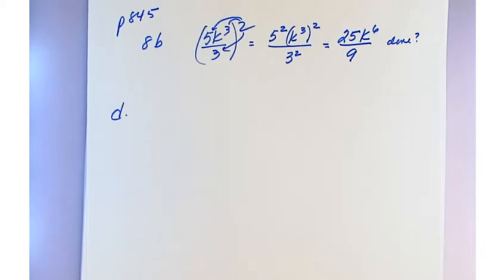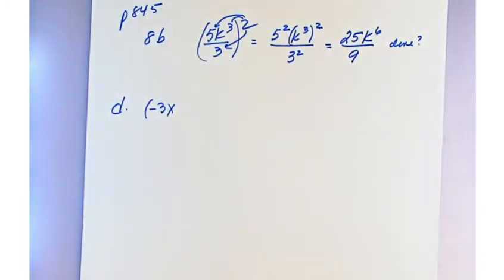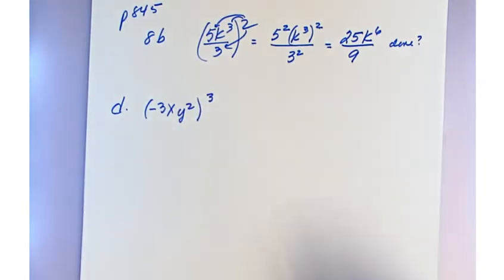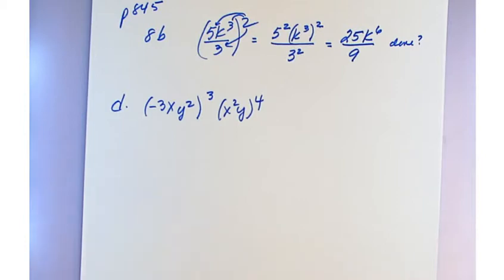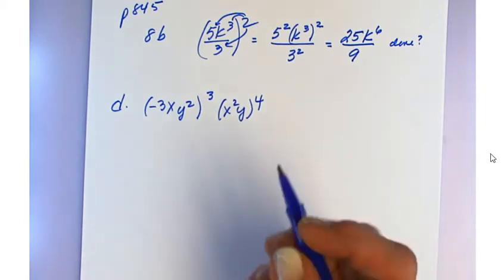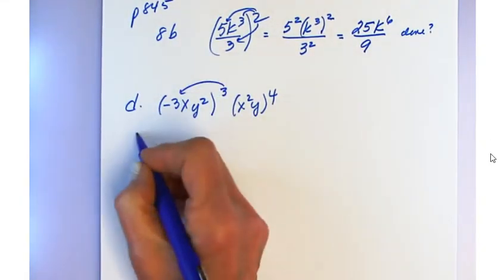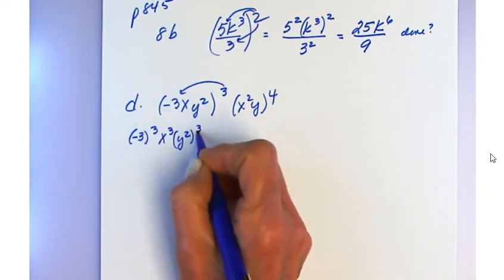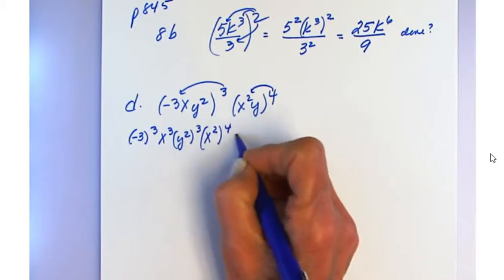Looking at this, we have minus 3xy squared, the quantity cubed, times x squared y, the quantity to the 4th power. So this is pretty involved, this one here. So let's do it slowly. This means minus 3 cubed, x cubed, y squared cubed. Distributing, this means x squared to the 4th, y to the 4th.